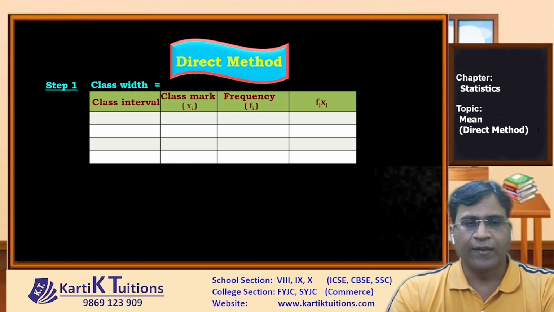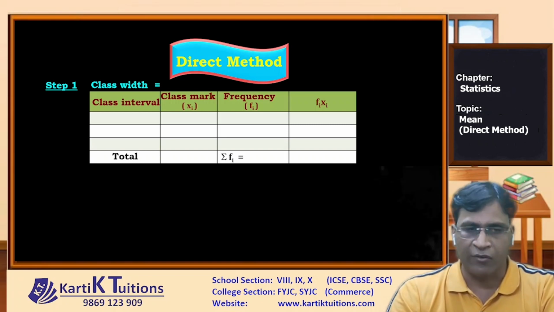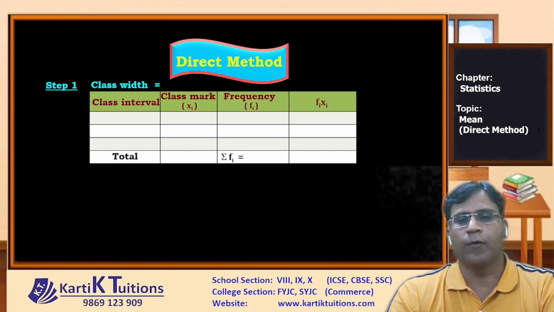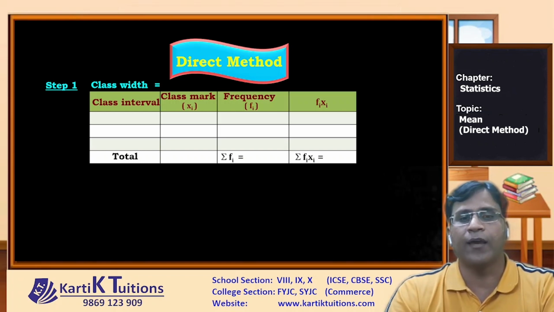Then we need to find the class width. The last row is for the total. We need to find the total of frequency, which is denoted by summation of fi, and we need to find the total of column fi xi, which is denoted by summation of fi xi. Now class mark is always denoted by xi and frequency is always denoted by fi.